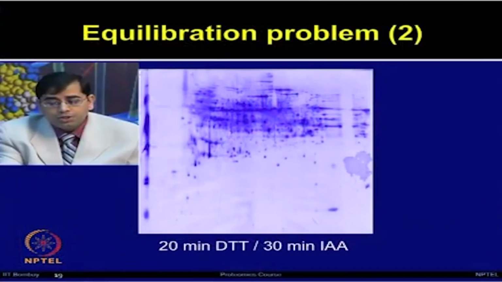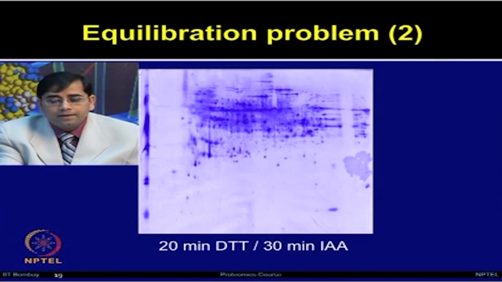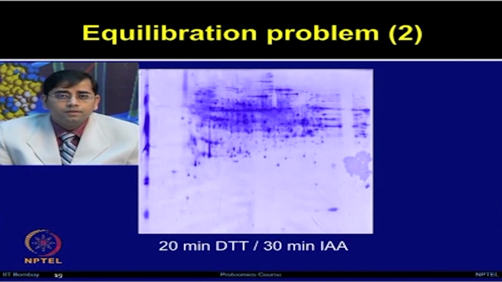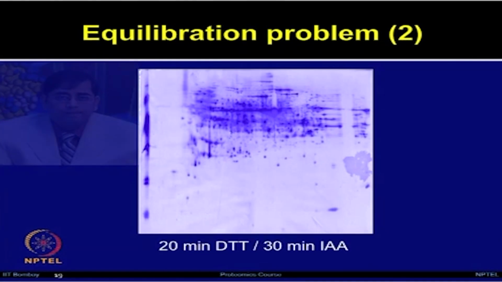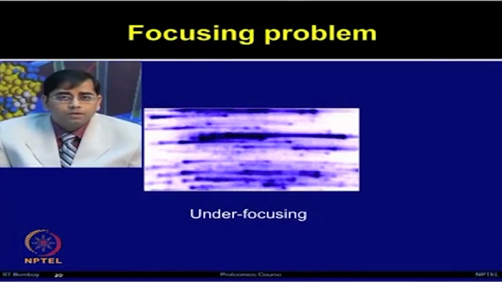In this gel, it is shown that by increasing the equilibration time to 20 minutes of DTT and 30 minutes of iodoacetamide, the gel pattern looks very problematic, and that is because of the excess equilibration. Now, the IEF process is very crucial. Many times during the IEF run itself, one can monitor problems if you have software showing how the run is progressing.